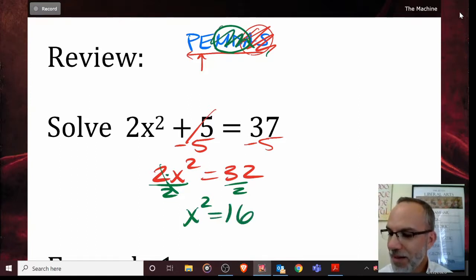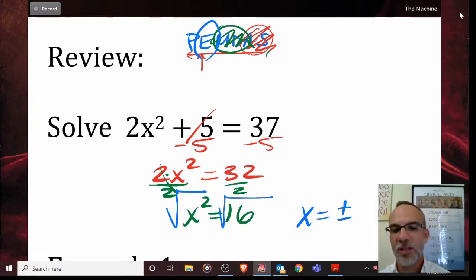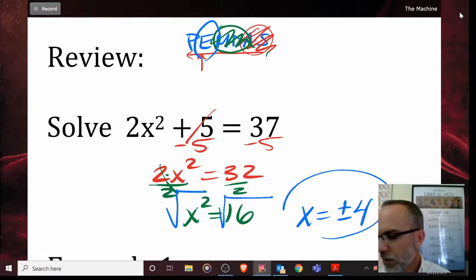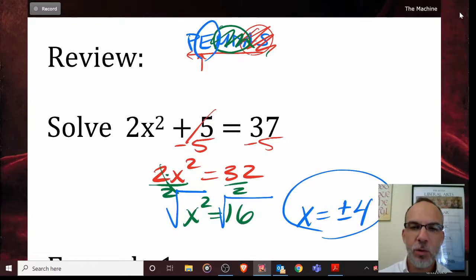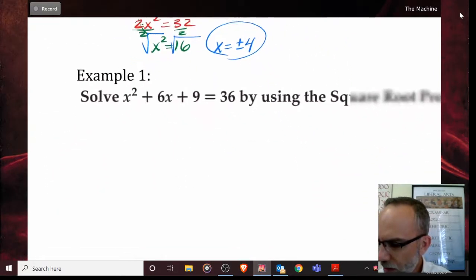Done with that. Now I can come in here and undo the exponent. So square root the left and square root the right. And so I get x is equal to positive and minus the square root of 16, which is 4. There we go. You've got to isolate that squared thing, whatever it is, before you can square root it. And pretty soon it's not just going to be a simple x that's squared, it's going to be a package that's squared.